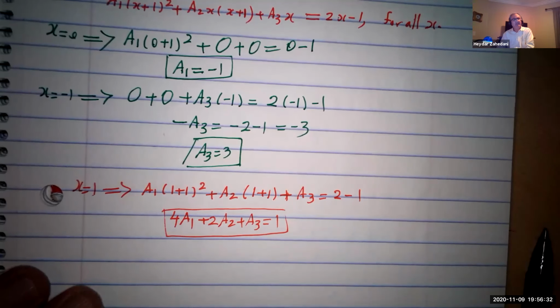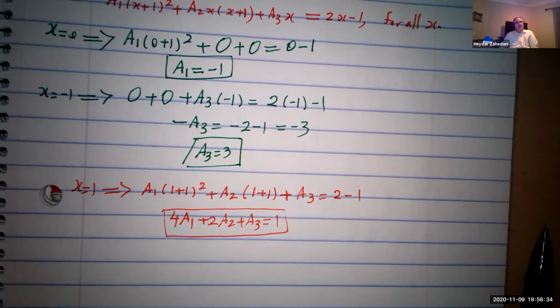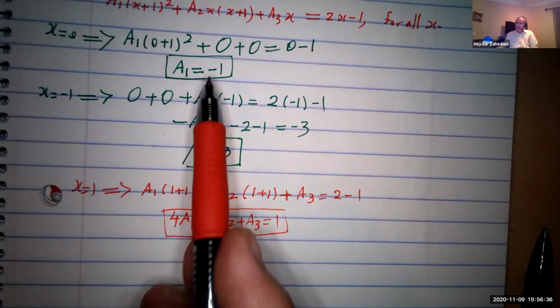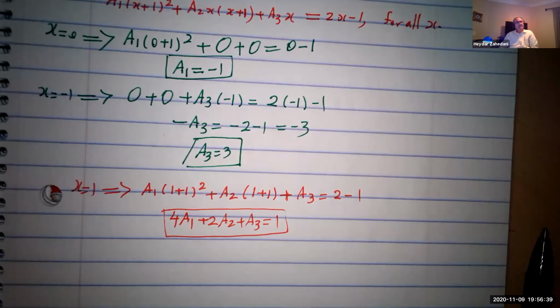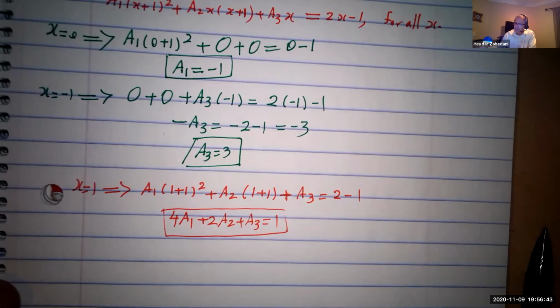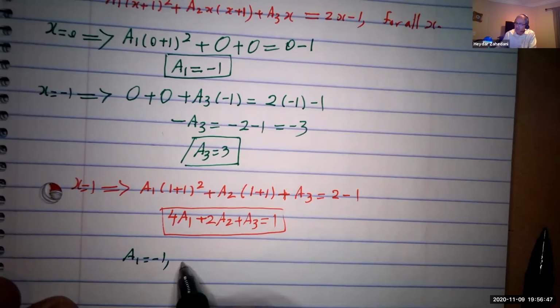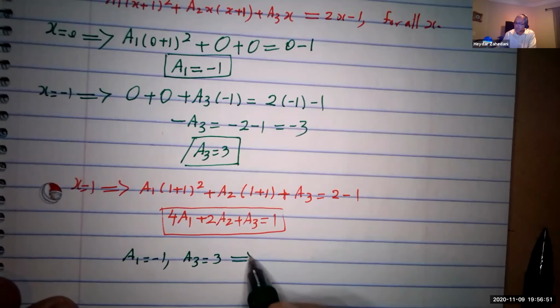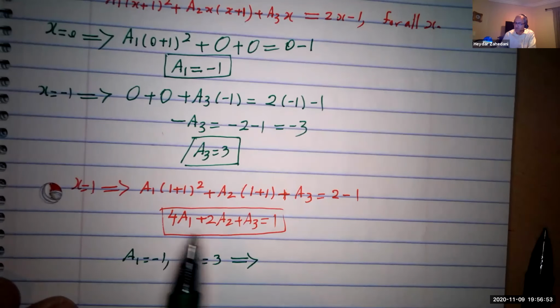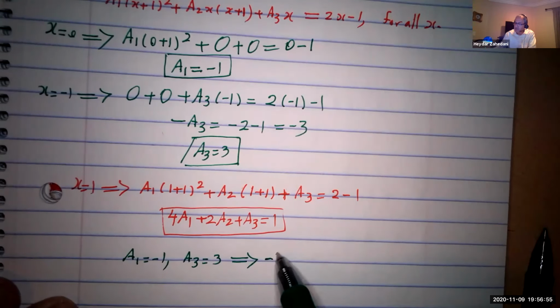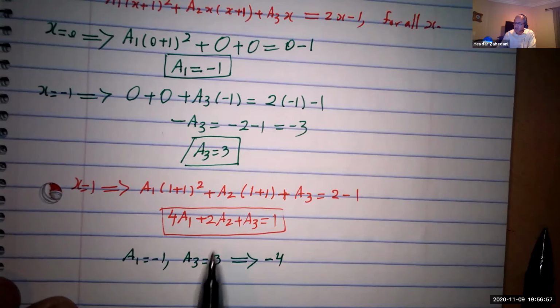You see, you are going to have a relationship between the a1, a2, and a3, but you already got the a1 and a3. Substitute to get your a2. Okay, so a1 is equal to negative 1, and a3 is equal to 3. We substitute over here, so that gives us a negative 4. Okay, and 2a2 is the missing one.